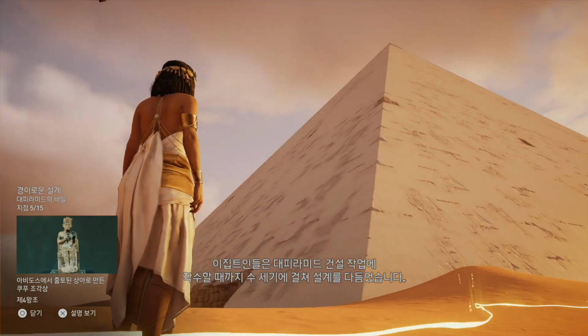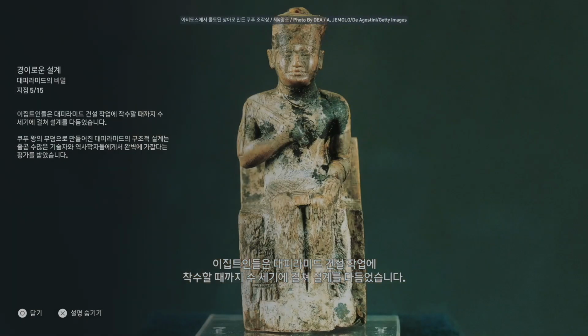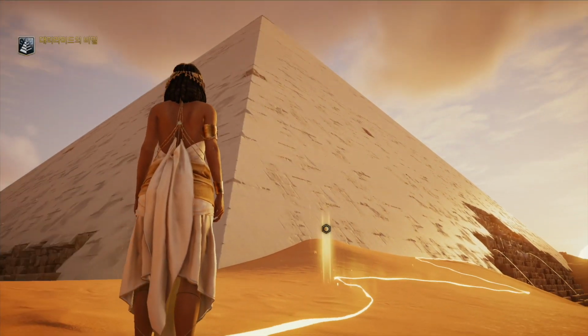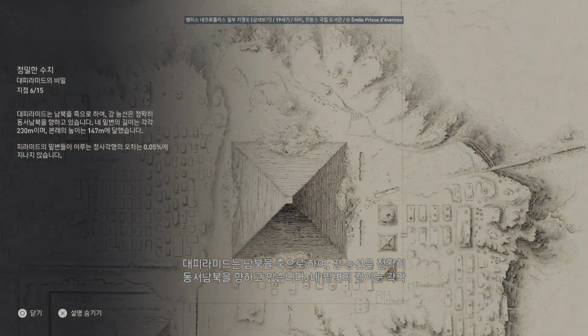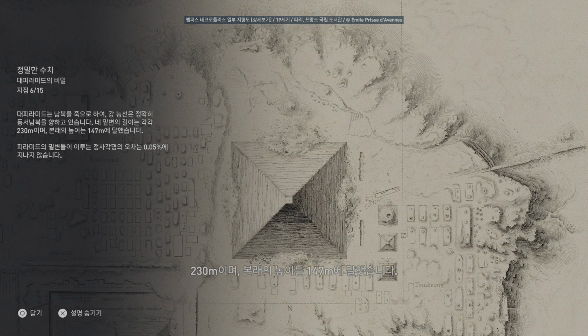The Egyptians had polished their design for centuries by the time work on the Great Pyramid began. Intended as a tomb for Khufu, the Great Pyramid's structural design has been considered to be nearly perfect by engineers and historians ever since. Precisely oriented north-south to the 4 cardinal points of a compass, the length of each side of the Great Pyramid at its base was 230 meters, and its original height was 147 meters. The pyramid is a mere 0.05% error away from being a perfect square.